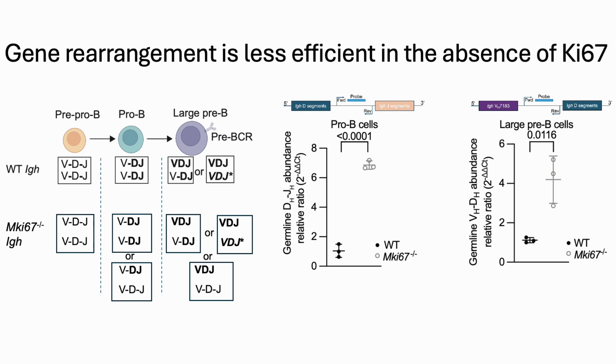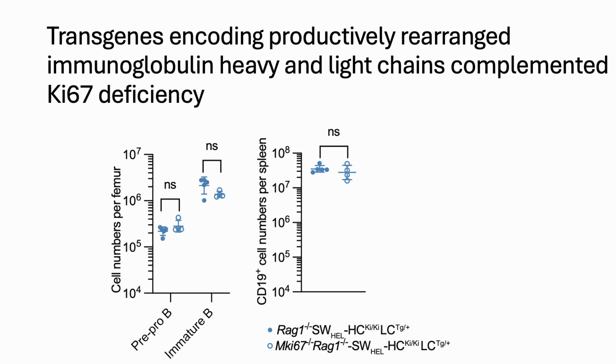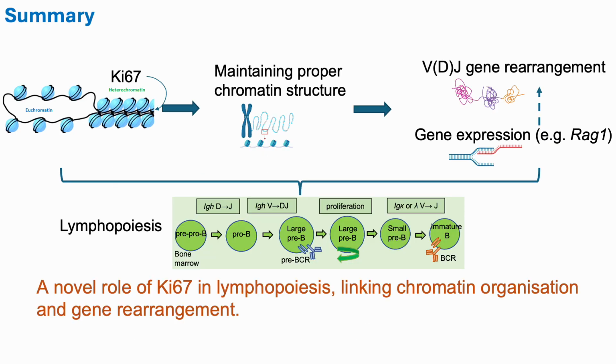Lastly, we showed that the presence of pre-rearranged Ig-heavy and Ig-kappa alleles fully reversed the impairment of immature B cells in the bone marrow of Ki67 deficient mice. Taken together, our study identifies a distinct role for Ki67 in sustaining proper antigen-receptor gene rearrangement during lymphocyte development.